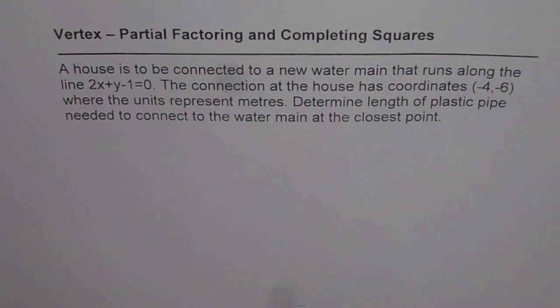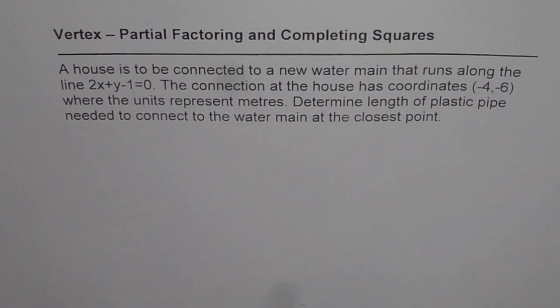The question here is: a house is to be connected to a new water main that runs along the line 2x plus y minus 1 equals 0. The connection at the house has coordinates minus 4, minus 6, where the units represent meters. Determine the length of plastic pipe needed to connect to the water main at the closest point.